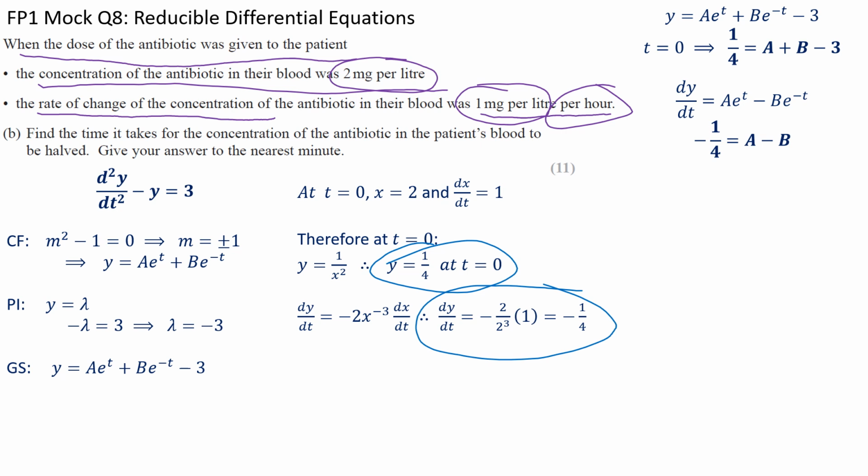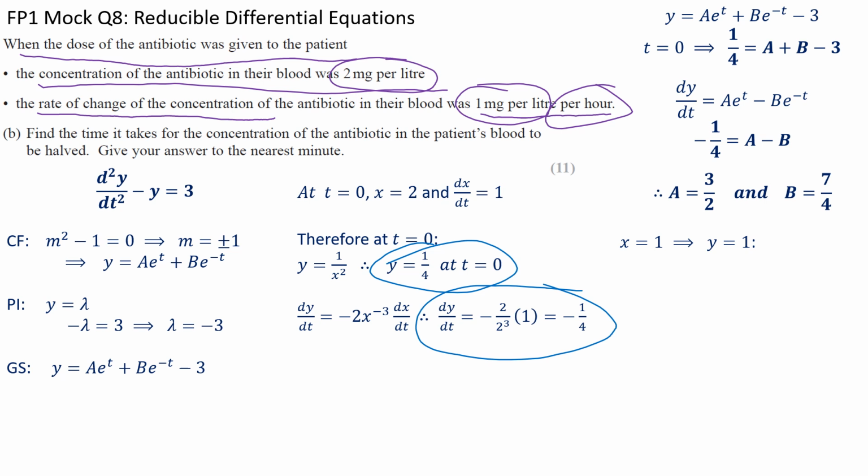Now these two simultaneous equations can be solved very easily. You could add them together, for instance, or you could rearrange a little bit and substitute in the calculator if you wanted to, but you should find that a is equal to 1.5 and b is 1.75. Once you've got those values, you have the general solution.